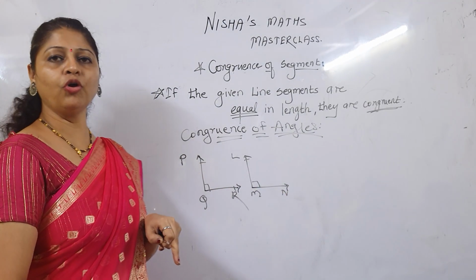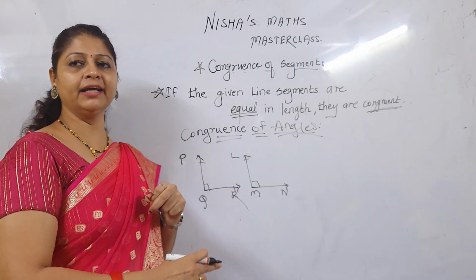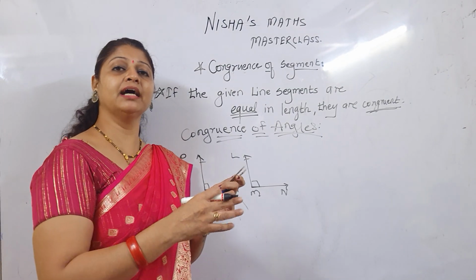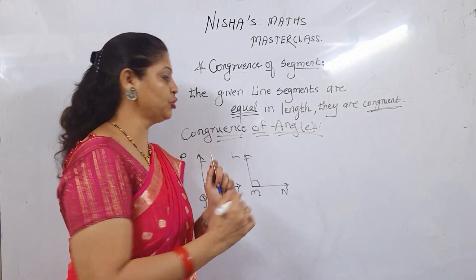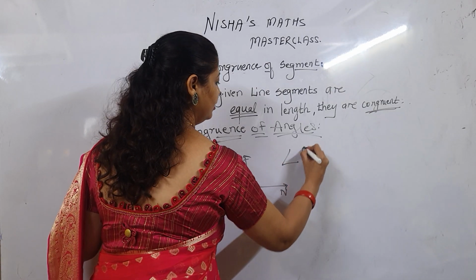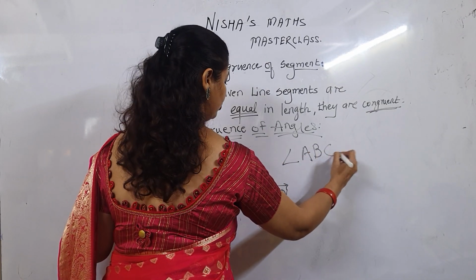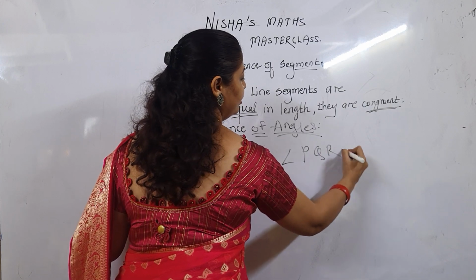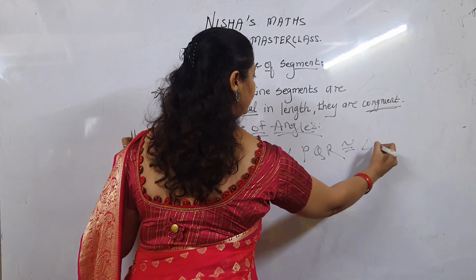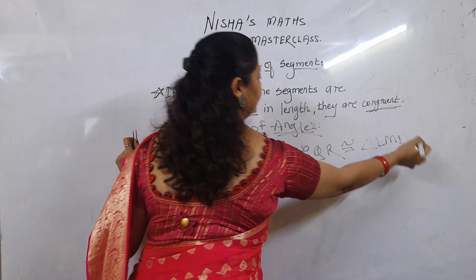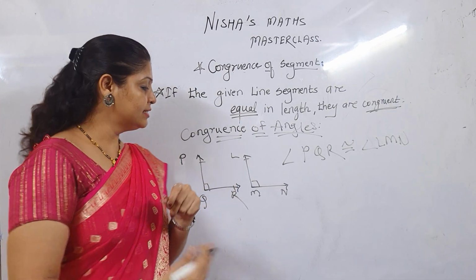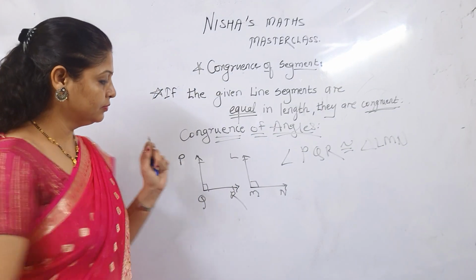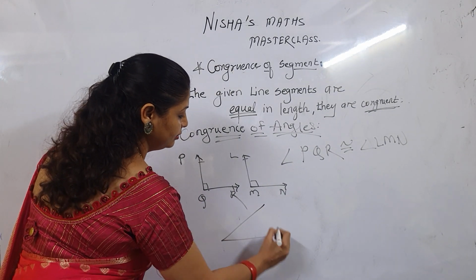So what do we have to call that? Equal measurement of angle means the angles are congruent with each other. So how to write the pair? Angle PQR congruent angle LMN. Understood, children?